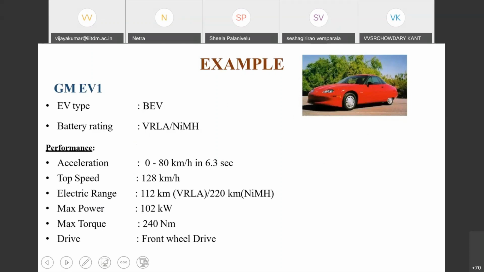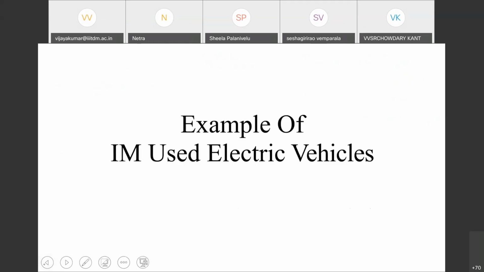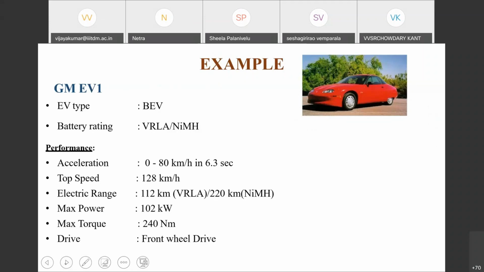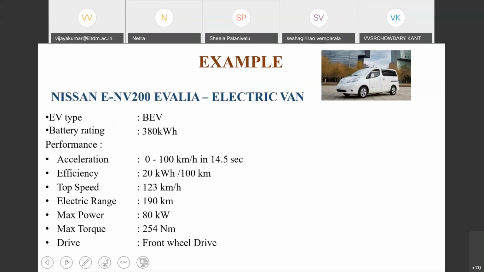Which type of vehicle uses what type of machines? The total we have given here is based on which motor they have used. Induction motors, so these are the models. They are using the induction motor as an electrical drive. Those who are specialized in induction motor drives can explore the opportunities in EVs.